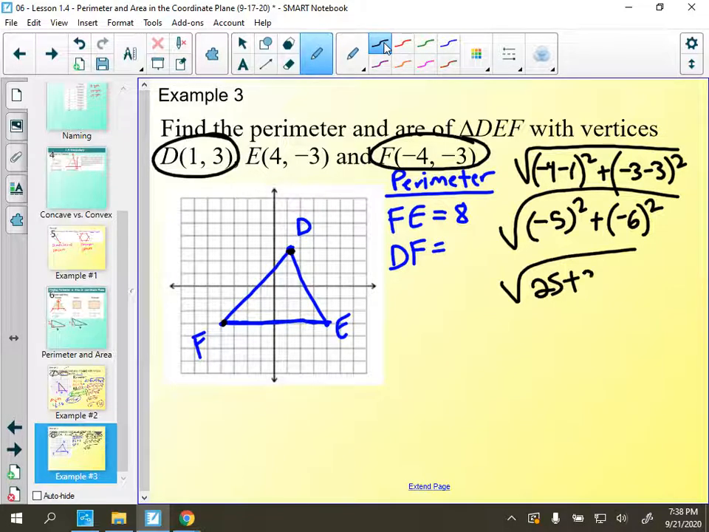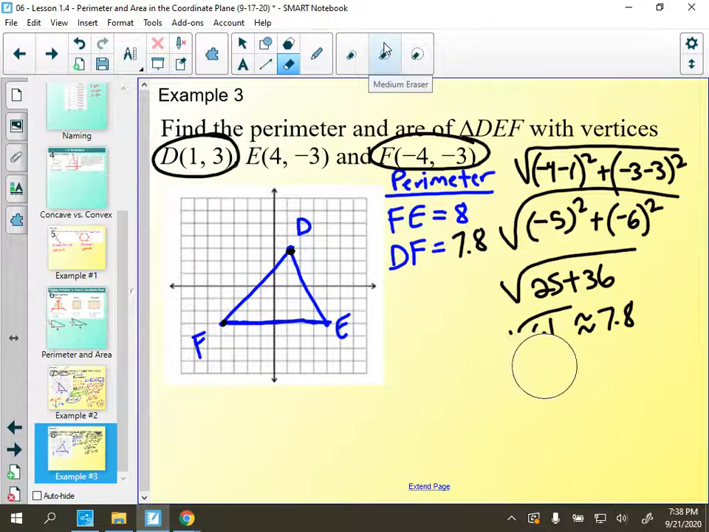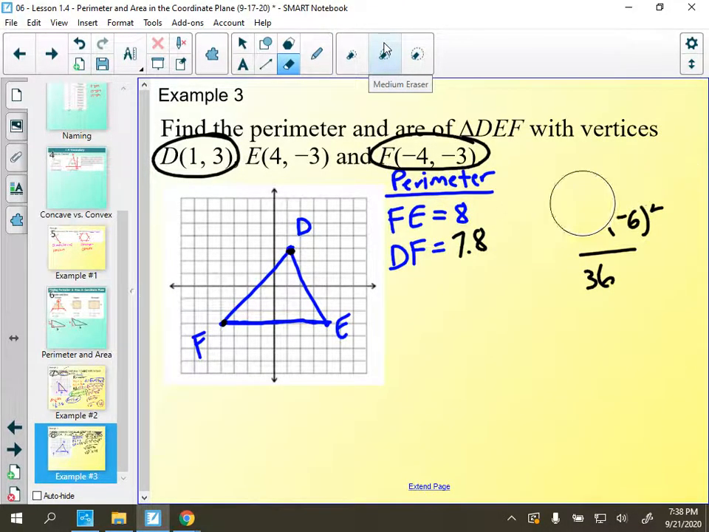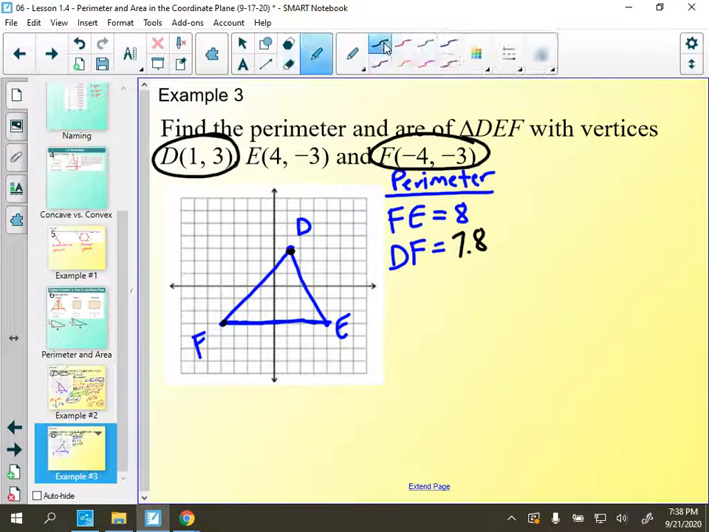25 plus 36. Hey, look at that. 61. We just wrote this one a second ago. So 7.8 units again. Kind of a coincidence there. So, DF ends up being 7.8 units. Just for space purposes, I'm going to clear this off here, so we can fit in our work for finding out. We got one more to do.